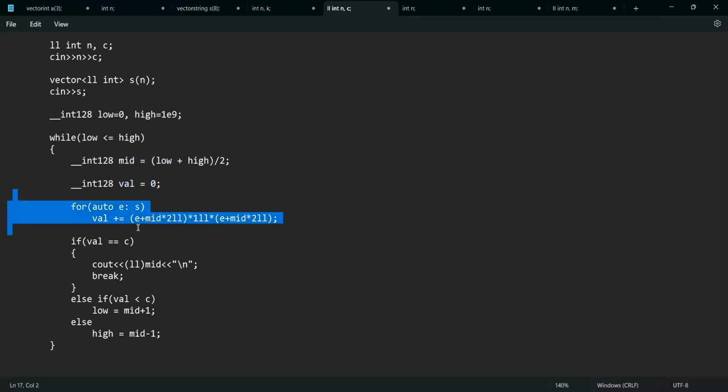So I'm calculating the total area. So val will have the total area. And then I'm checking if val is equal to C. I'm simply printing it. This is nothing but converting my mid to long. So I'm printing this value and I'm breaking this loop. Otherwise, if val is less than C, I'll move my left boundary to mid plus 1. Otherwise, I'll move my right boundary to mid minus 1. Is it clear?